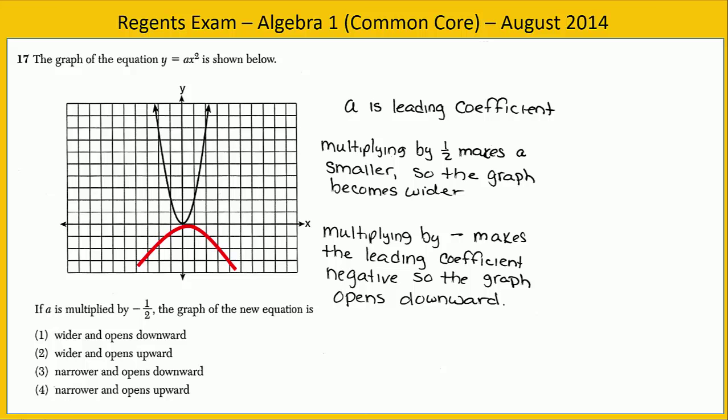And so our new graph is going to look something like this. It's going to open downward and be a bit wider. Which choice represents this? Read through the choices carefully, and we see that choice 1 is correct. The new graph is wider and opens downward.